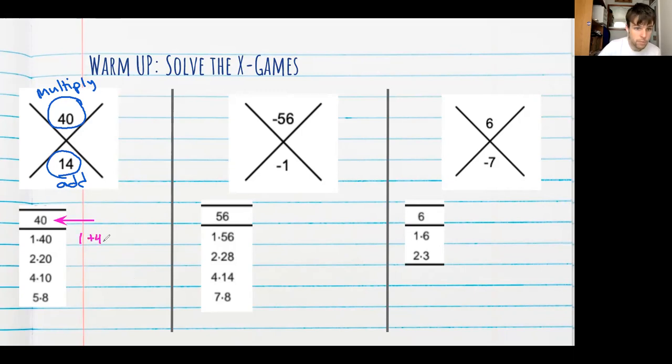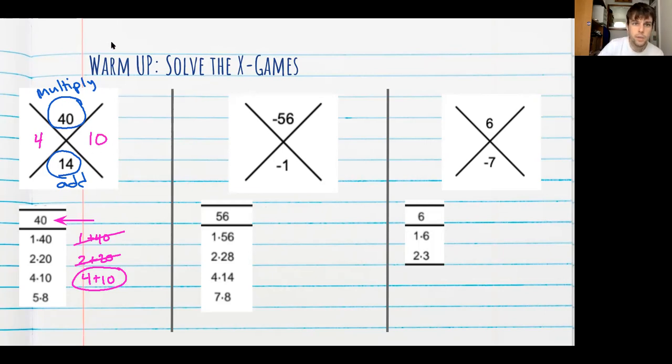So we run through the list, right? 1 plus 40, that's 41. That doesn't work. 2 plus 20, that's 22. That also doesn't work, right? 4 plus 10, there we go. That's the one we're looking for. 4 plus 10 gives us this correct sum of 14. So the solution to our X game problem is positive 4 and positive 10. Pretty straightforward, especially when we're dealing with only positive numbers.